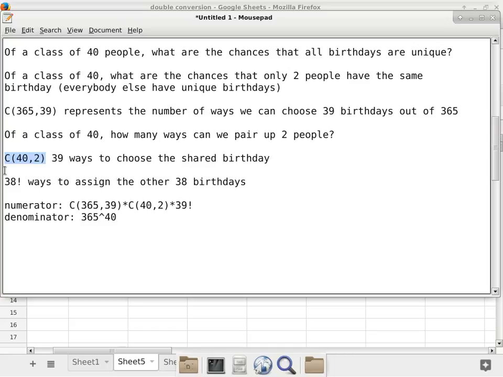So which 2 unfortunate people would share exactly the same birthday? Out of 40 people, you want to choose 2, but ordering is not important in this case. So that's why we have 40 choose 2. But those 2 people have 39 ways to choose their birthday. And then with the 38 birthdays left and 38 people left, there are 38 factorial ways to choose their birthdays. And that's why we end up with this number. So we can now do the calculation.